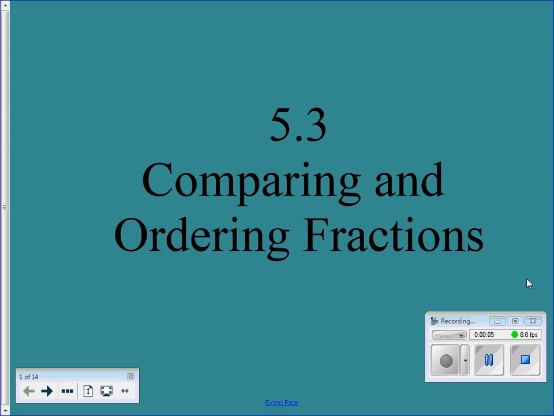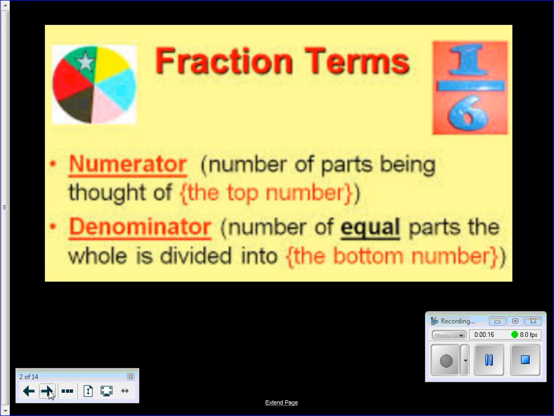We're going to be comparing and ordering fractions. So we'll take a look at a fraction and see how it compares to another by seeing if it's larger or smaller. And then we'll be able to order the fractions as well. So let's do a quick review here of our fraction terms so that we understand what's going on.